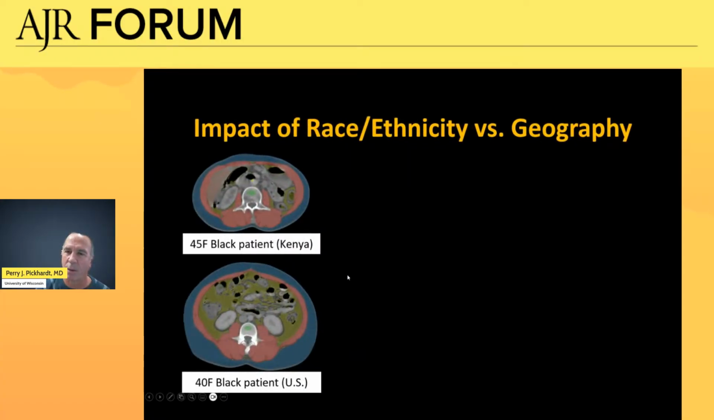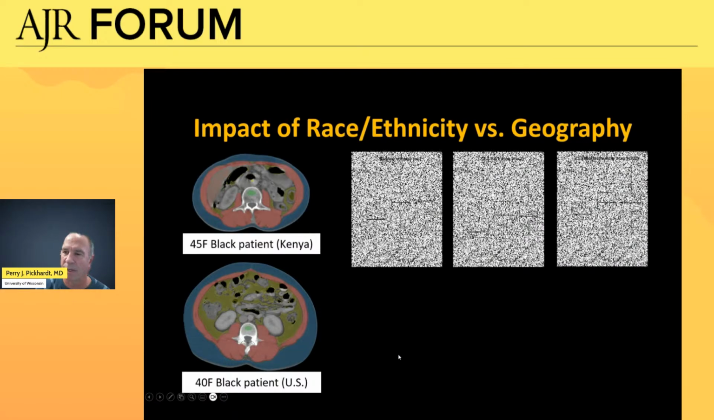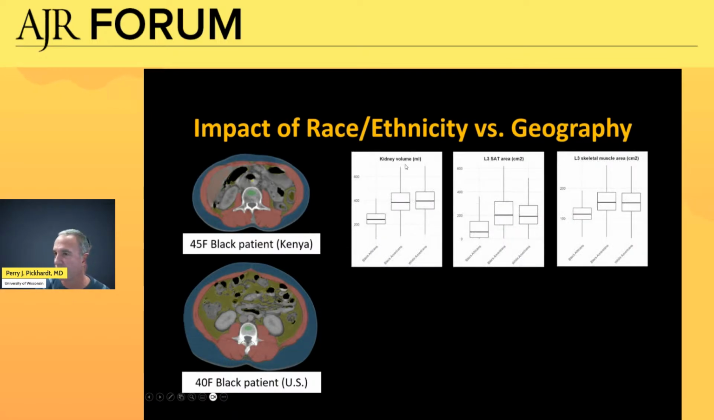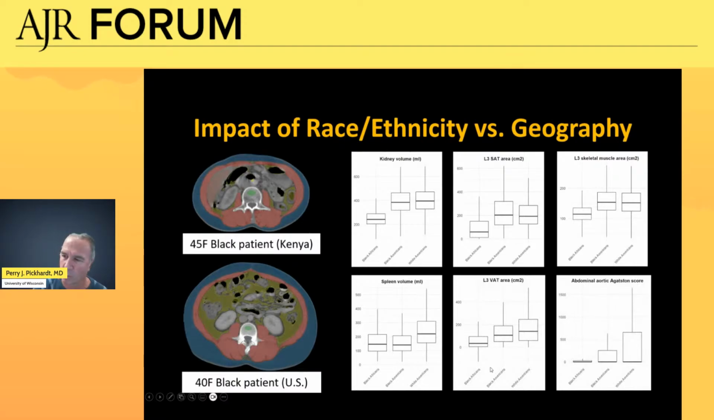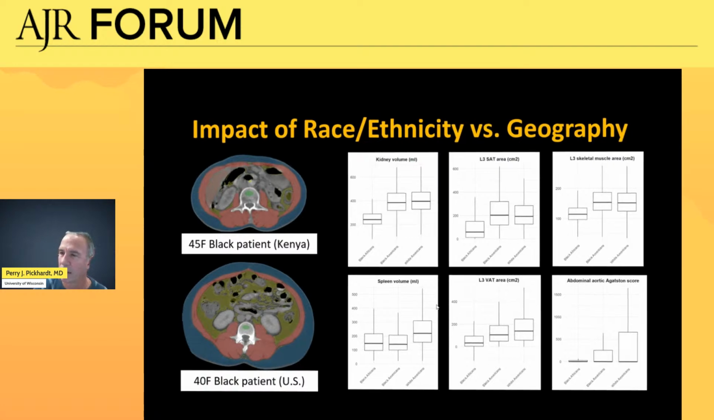Just a quick example of that, we've compared a cohort of Black Kenyan patients to Black and white US populations. And there's some interesting things. Some things like kidney volume here, SAT area or subcutaneous fat area, muscle area are driven more apparently by geography, with US populations, whether Black or white, being relatively similar, and this Kenyan African population being quite different. So geography seems to be driving this. At other times, it seems to be more racially driven, interestingly, with spleen volume. And then there are other times where both race and geography seem to play a role, where there are clear differences in things like aortic calcification.